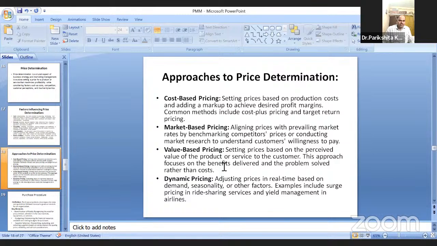Yes. That means it completely depends upon the value of the product. Value of the product means how much he has to pay. He will pay. Yes or no? That means it completely depends upon the product or service to the customer. You have to focus on the benefits when you are delivering, and also you have to solve the problems rather than cost. Suppose some customers are facing some problems. Value-based pricing means when you are delivering the products to the customers, at that time you have to solve the problems rather than the cost. Okay.